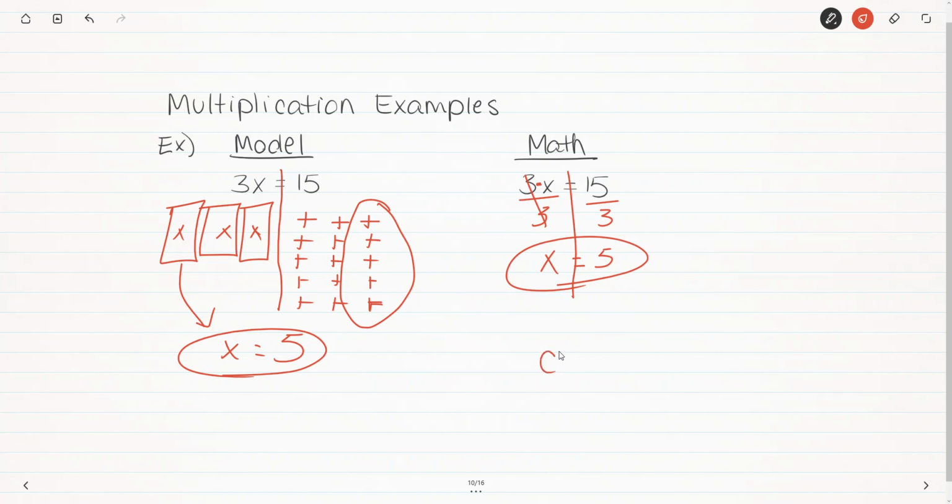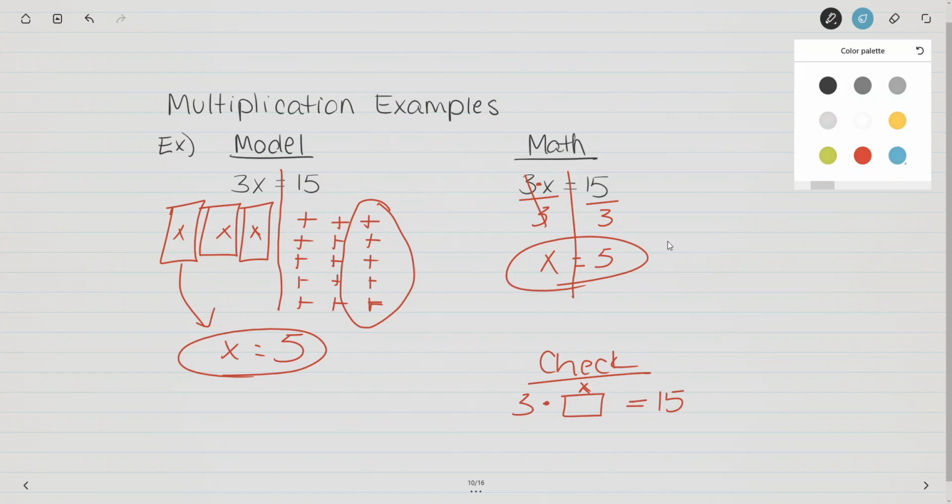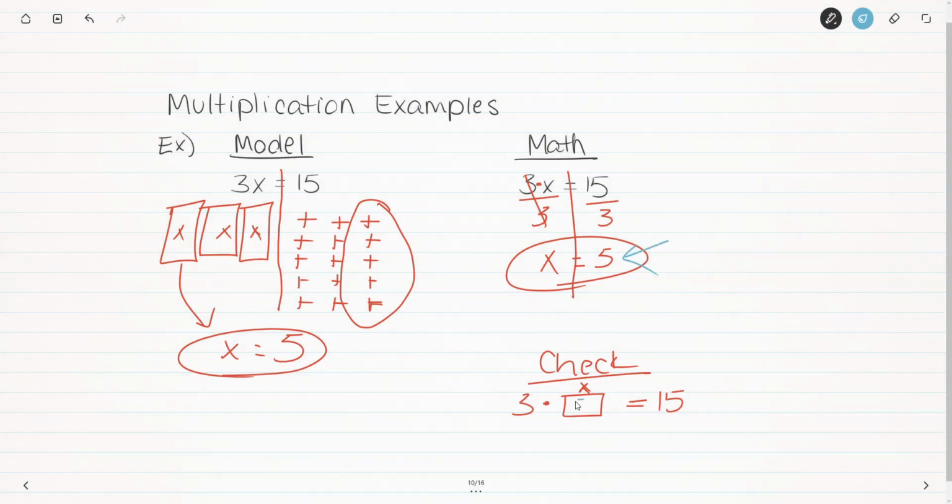And remember, you can check your work. So if I check my work, I can write 3 times my blank for x is equal to 15. So 3 times my x box is equal to 15. Well, what goes in for x? Well, what did we figure out that x was equal to? We said x was 5. So that means that 3 times 5 is 15. Is that true? Yes, it is. That means I got it correct. So there's your first multiplication example, and we also included the modeling with it. All right, let's do another one.